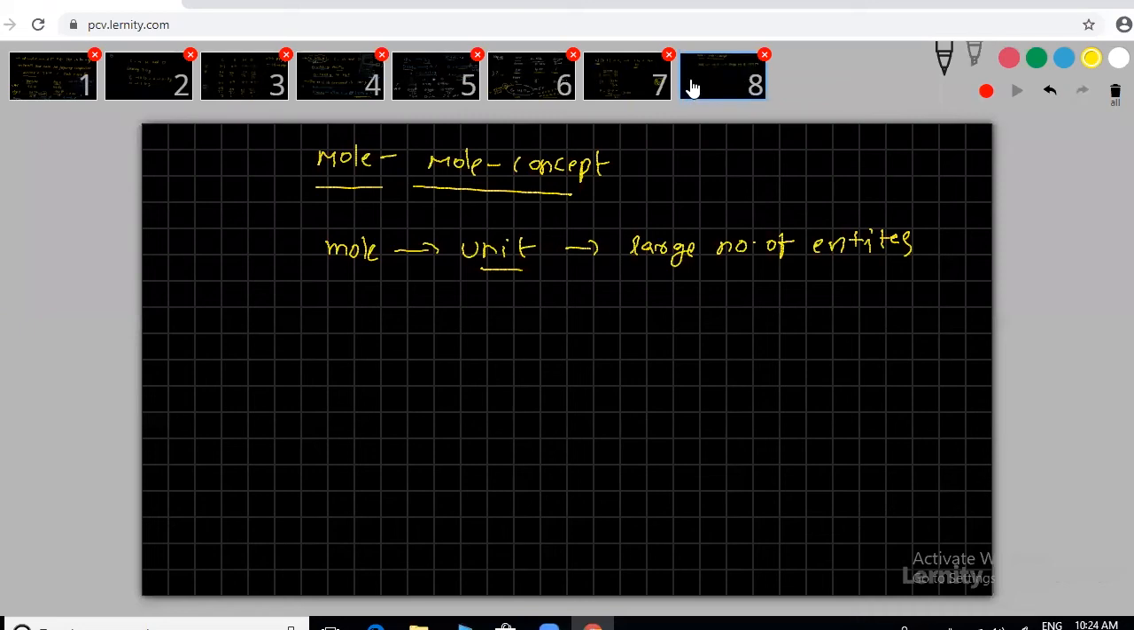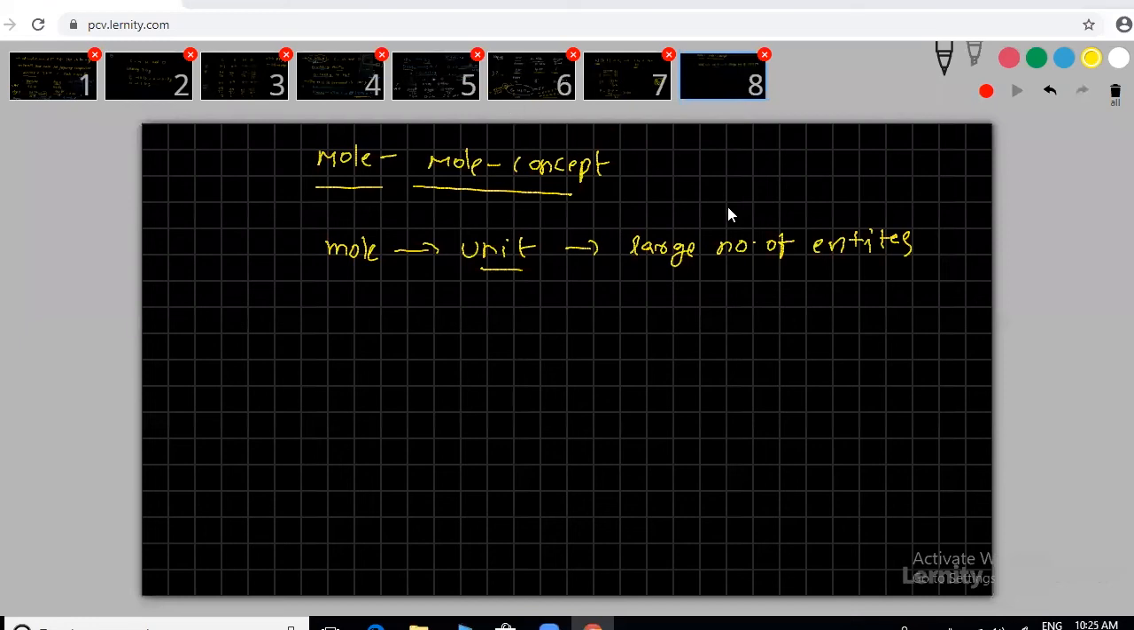Entities, I will explain, don't worry. I still didn't complete my sentence. Large number of entities. Those entities may be atoms, molecules, ions. Mole is a unit we use to calculate a large number of entities.